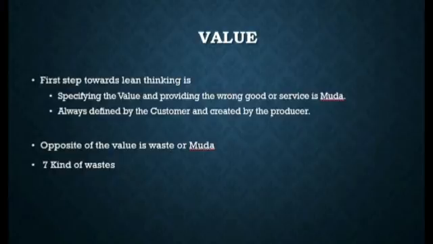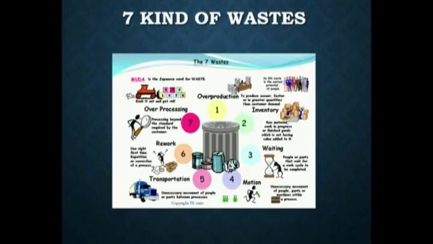In the next slide we will have an introduction of the 7 wastes that are defined by Toyota. The wastes are overproduction, waiting, transportation, overprocessing, excess inventory, unnecessary movement, and defects.